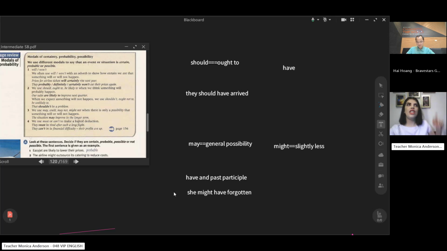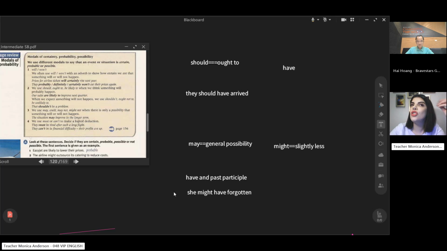But I say should and ought to, for example, 70 to 90, it's good. 70 to 90, should and ought to. And when I say possibility, it's between 0 to 50. So, for example, may, might, could, 10% to 50%. You need to do 10 to 50.